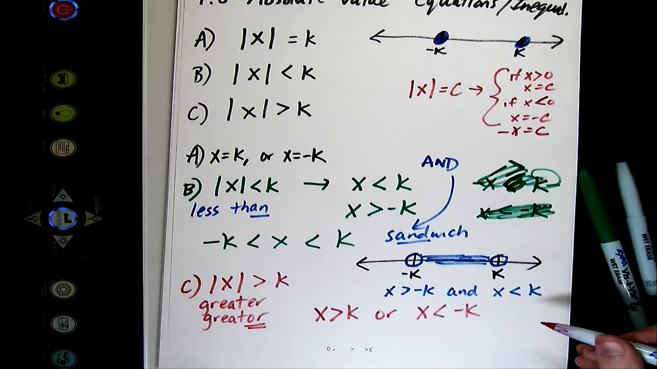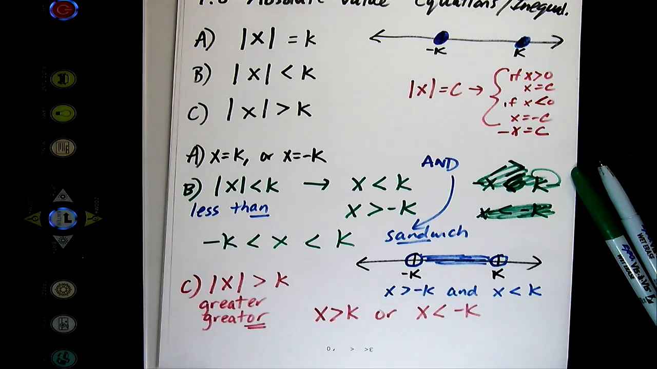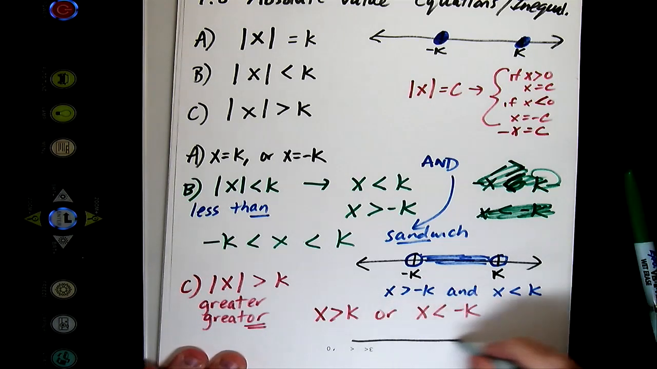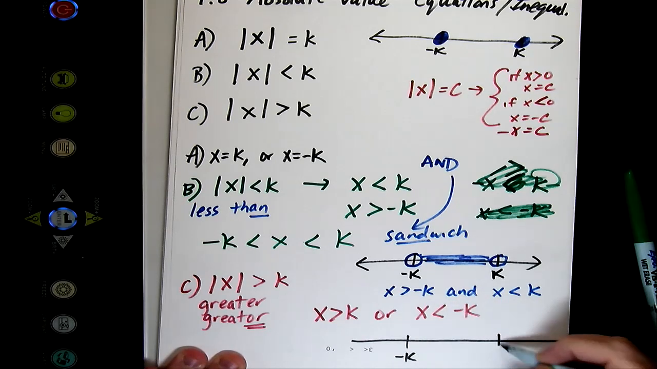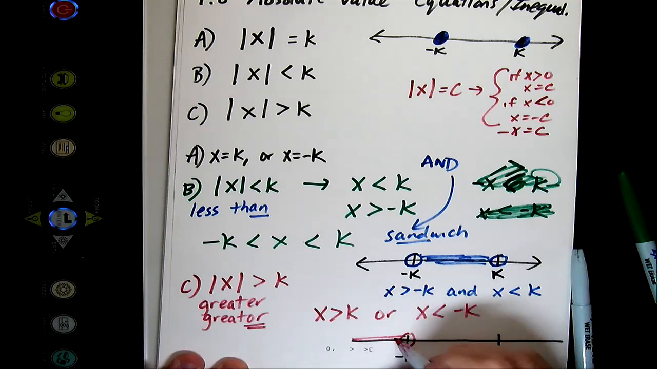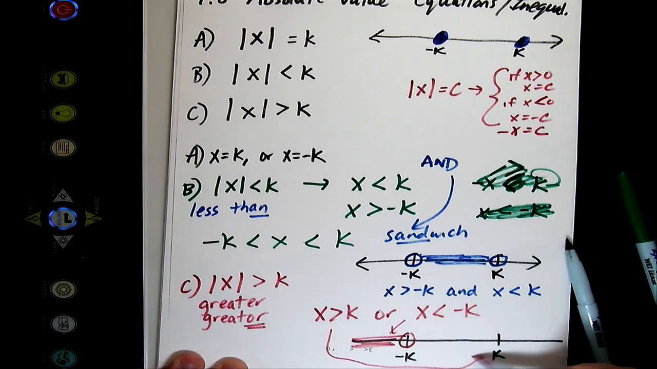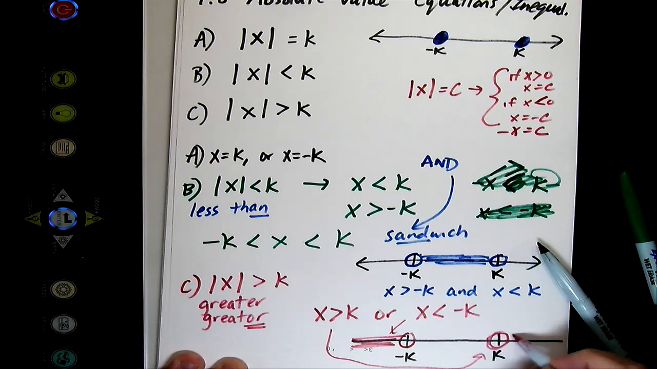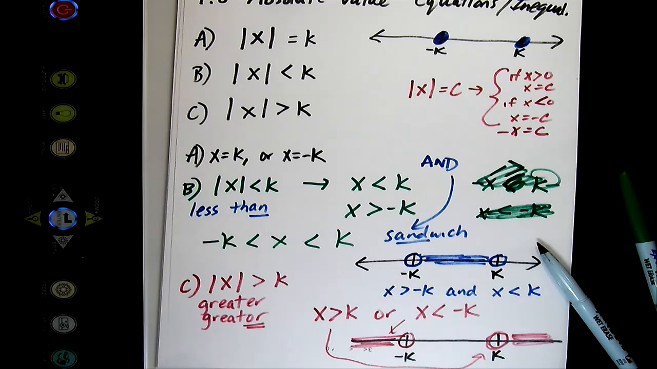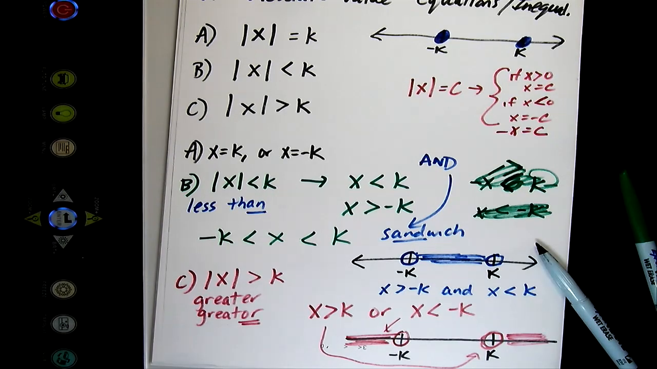Which means there's two different areas. If I draw the number line here, x is less than negative k is over here. That's that one. And this one is x is greater than k. That's that way. So it's in this region or it's in that region. Greater. Less than and sandwich. I know it's a dumb mnemonic, but it works.